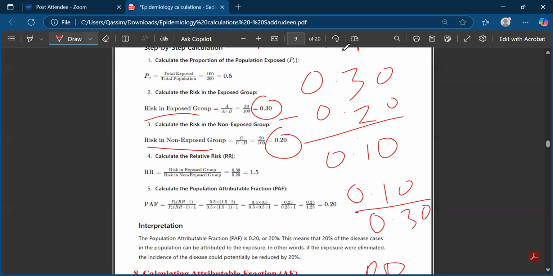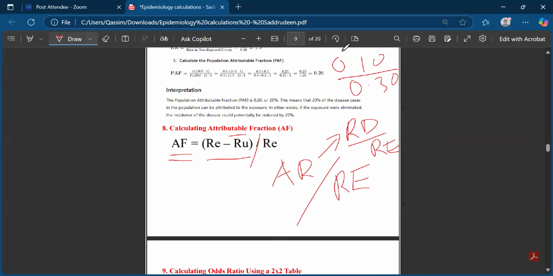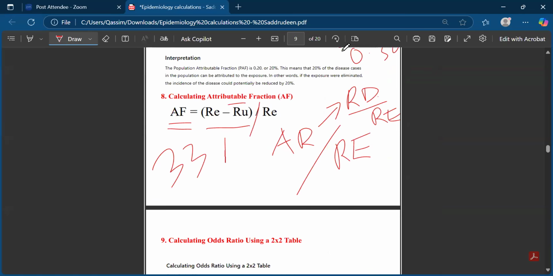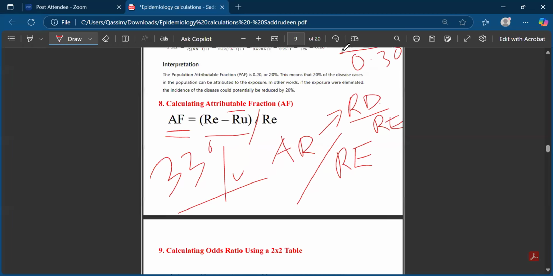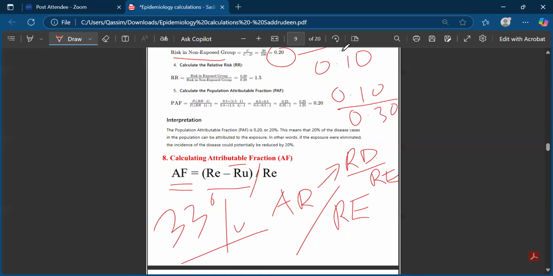Someone with a calculator can do it. Unfortunately, I don't have a calculator, so let me just open my phone. 0.10 divided by 0.30, you get 0.33333, which is 33%. So you can say clearly the attributable fraction is 33%. That is very simple, and you can see it's so different from the population attributable fraction, where using the same table we got about 20%. So it means they are two different things. Remember, whenever you say population attributable fraction, we mean P.